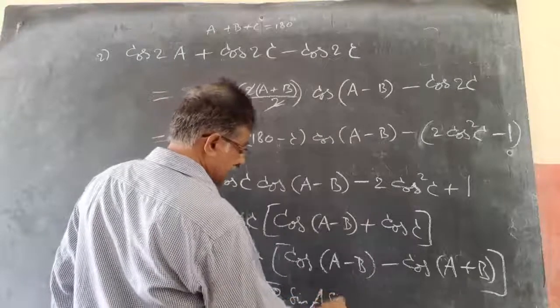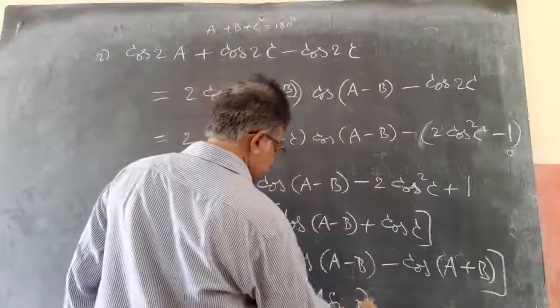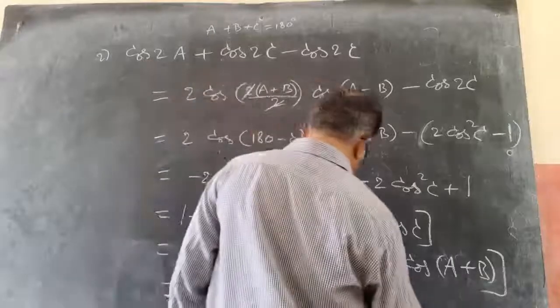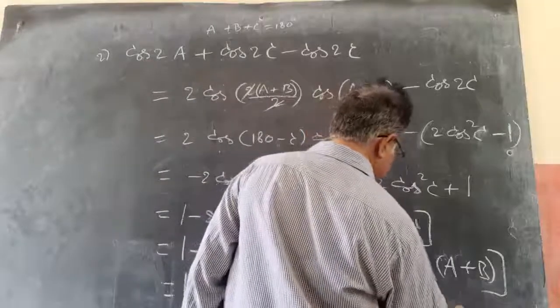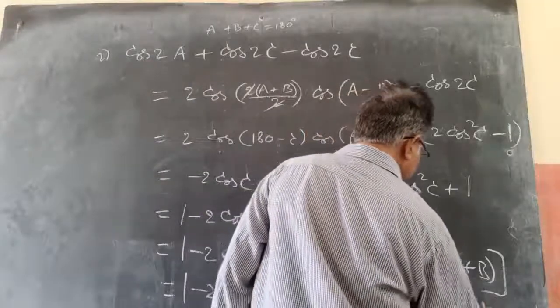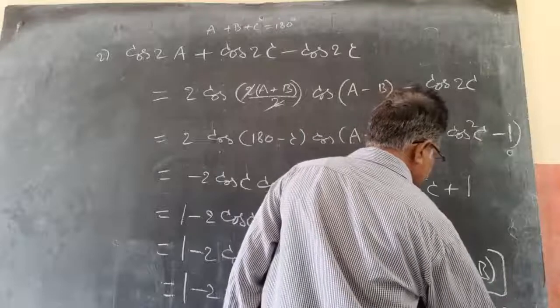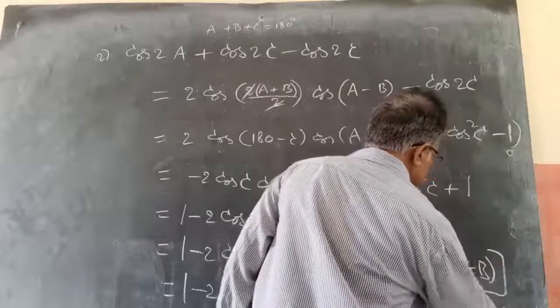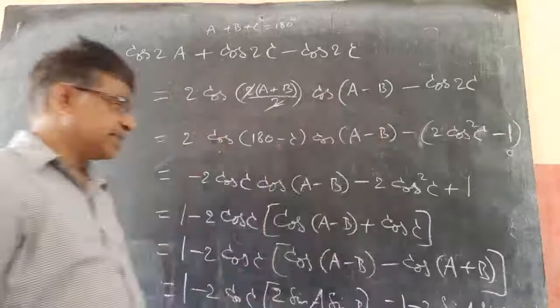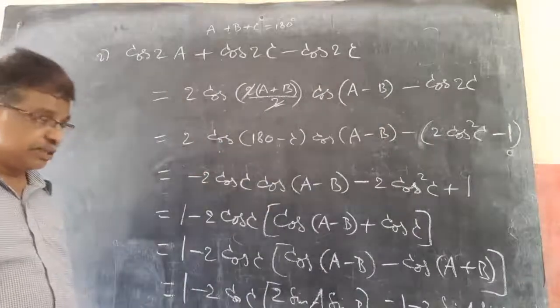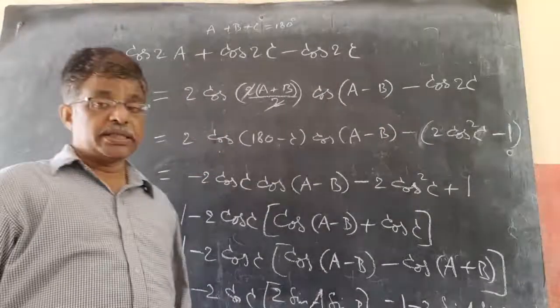So this becomes 1 minus 2 sin a sin b cos c, that is 2 sin a sin b cos c. Hence proved. Hence proved, LHS is equal to RHS.